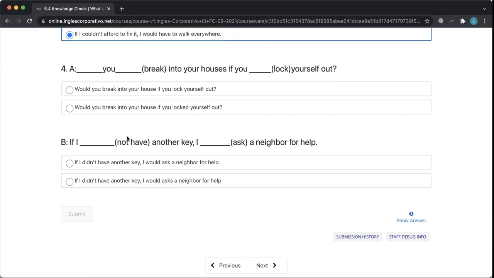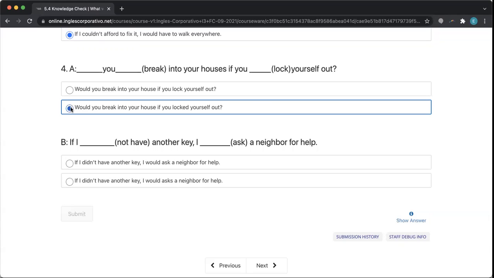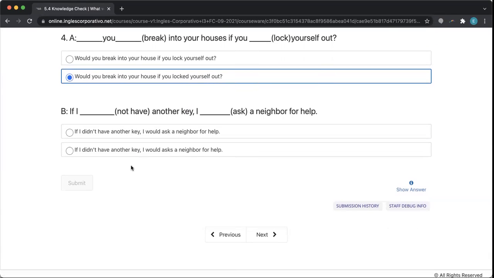Would you break into your house if you lock yourself out? Is the option 2? Okay. Good. Only the pronunciation of locked. T, locked. Okay. Good. And for B? If I didn't have another key, I would ask a neighbor for help.